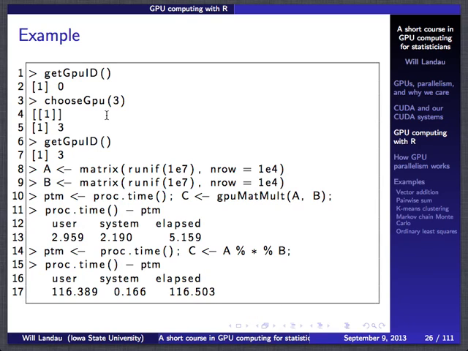So I have some example code. I just loaded GPU tools and got the ID of the graphics card that I was using, that was 0. I set the graphics card to be the third one.